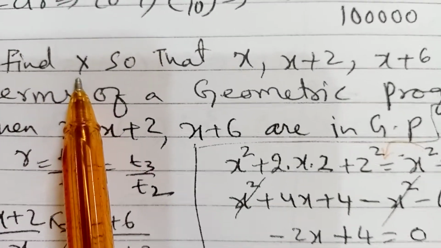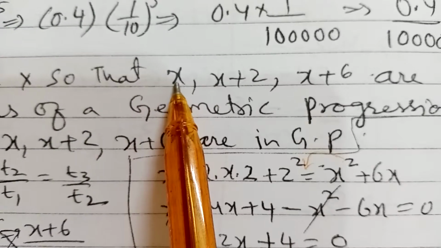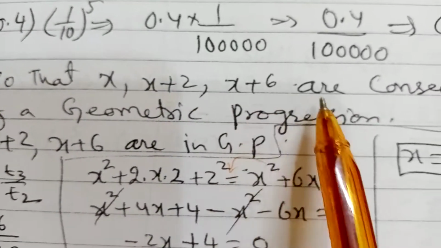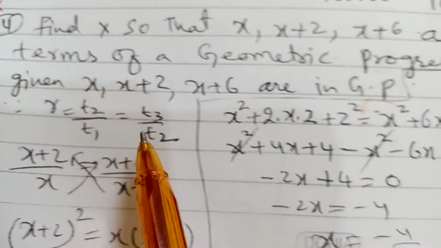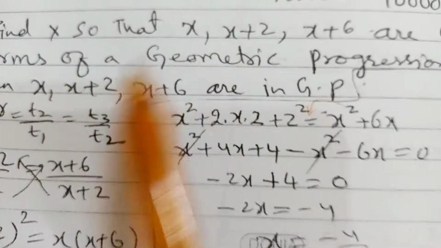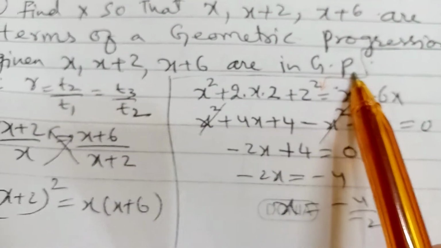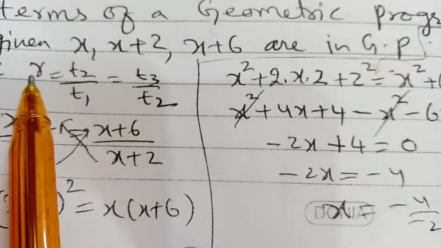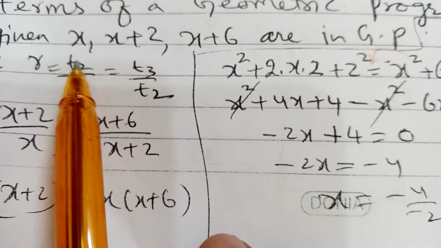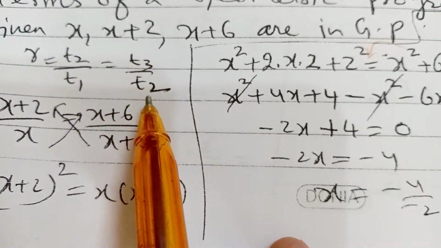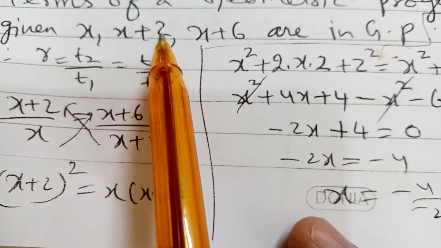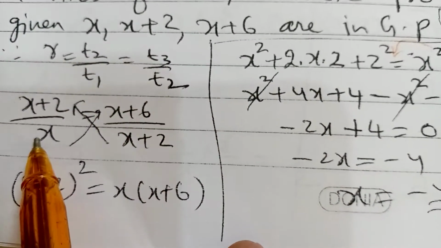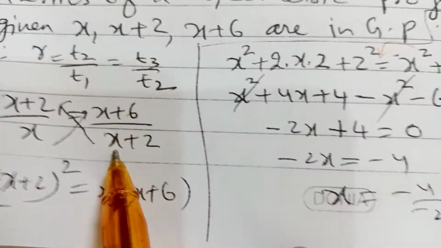Find x so that x, x plus 2, x plus 6 are consecutive terms of a geometric progression. This is an important question. So given x, x plus 2, x plus 6 are in GP. So what is the common ratio? R is equal to T2 by T1 is equal to T3 by T2. This is T1, T2, T3. T2 by T1 means x plus 2 by x is equal to x plus 6 by x plus 2.